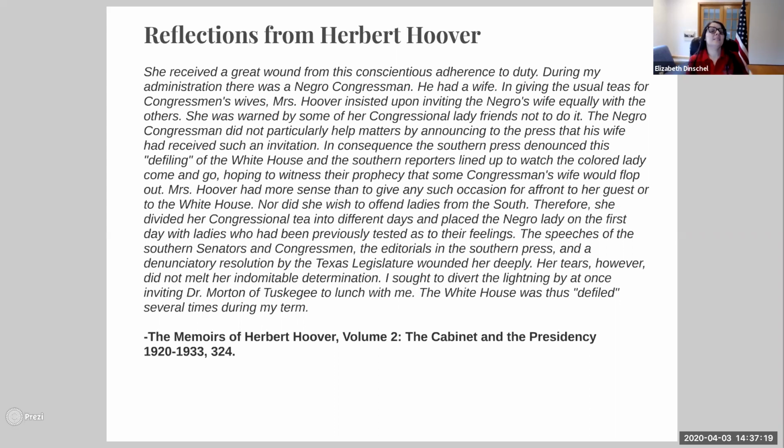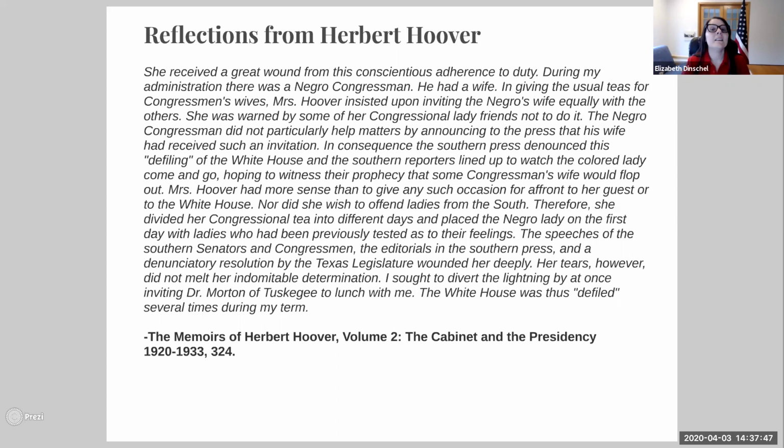So what Hoover says is that he immediately followed up by inviting another African-American for a social event to eat with him, just as Teddy Roosevelt had done. He invited someone from Tuskegee Institute again, Dr. Morton, who he'd been friends with and who had been an advisor to him. So he actively sought to instigate this issue after Lou had tea with Jessie DePriest.